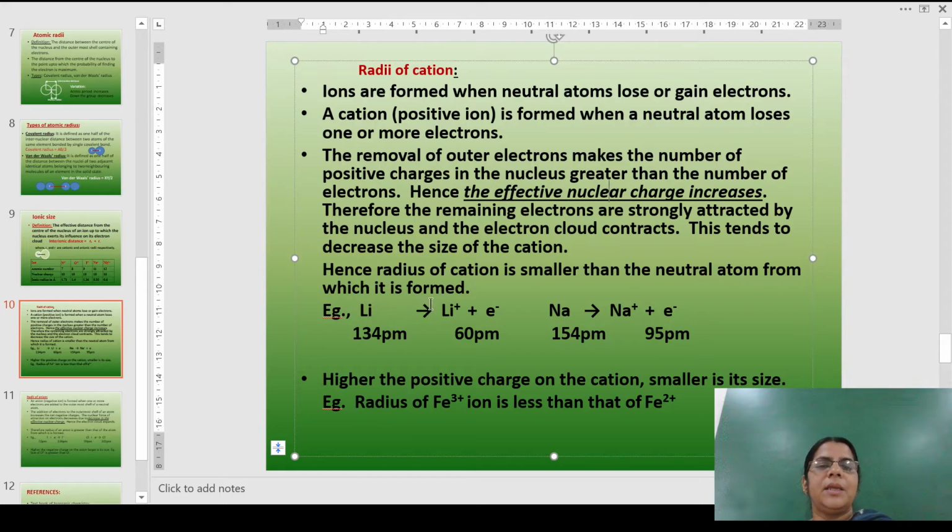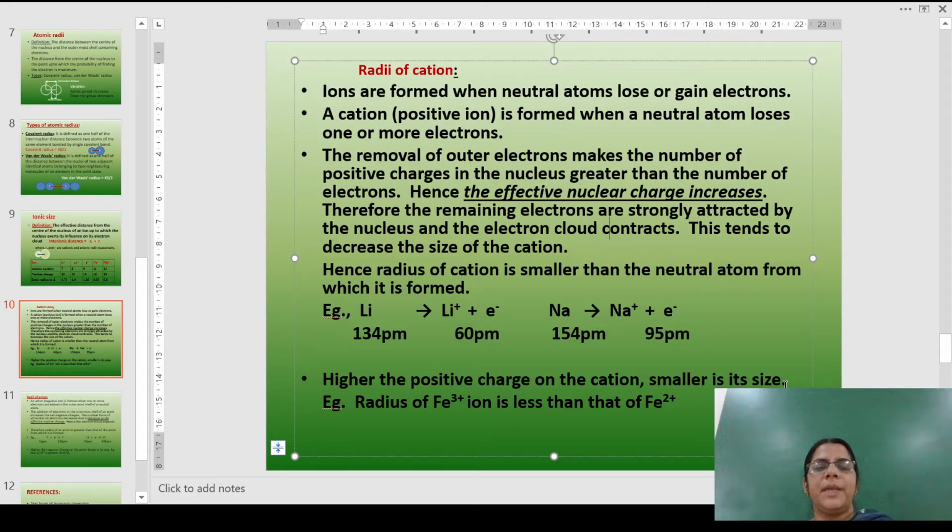Examples here are lithium and the lithium cation, sodium and the sodium cation. You can see here lithium is 134. This is the atomic radius and this is the ionic radius of the lithium cation. Similarly for sodium, 154 picometers. This is the unit used here. And we can see that the sodium ion, the cation, is smaller in size compared to the neutral atom. So the bottom line is, as the positive charge on the cation goes on increasing, the size of the cation goes on decreasing. Smaller will be the size.